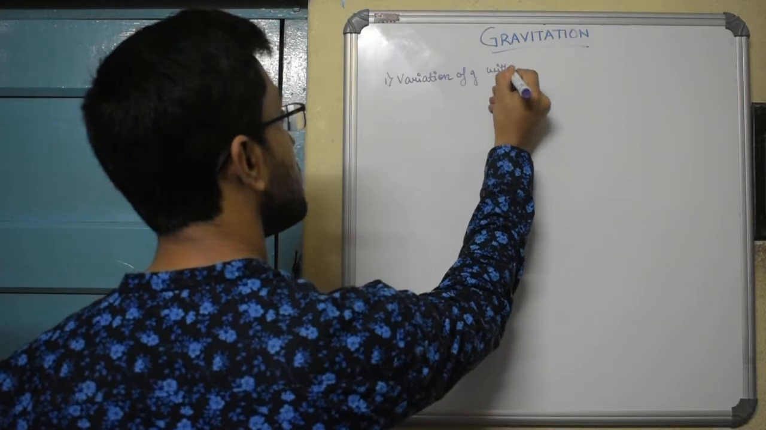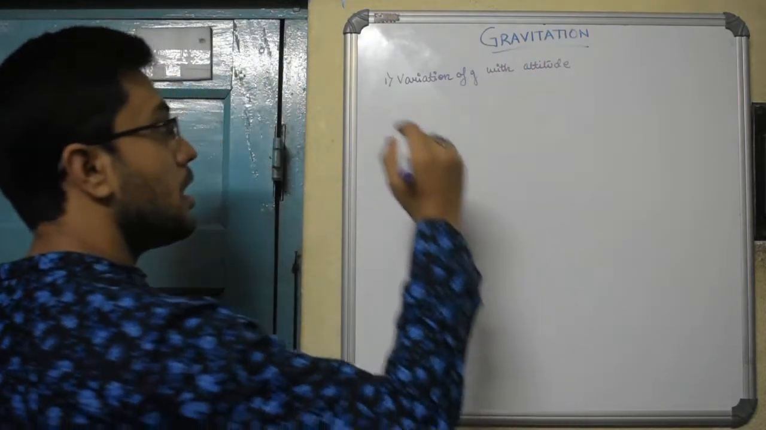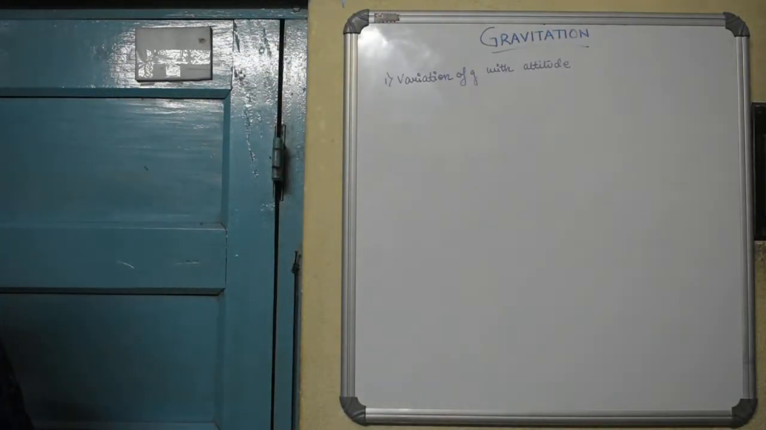variation of g with altitude, that is height above the surface of earth. So first we will be studying that.